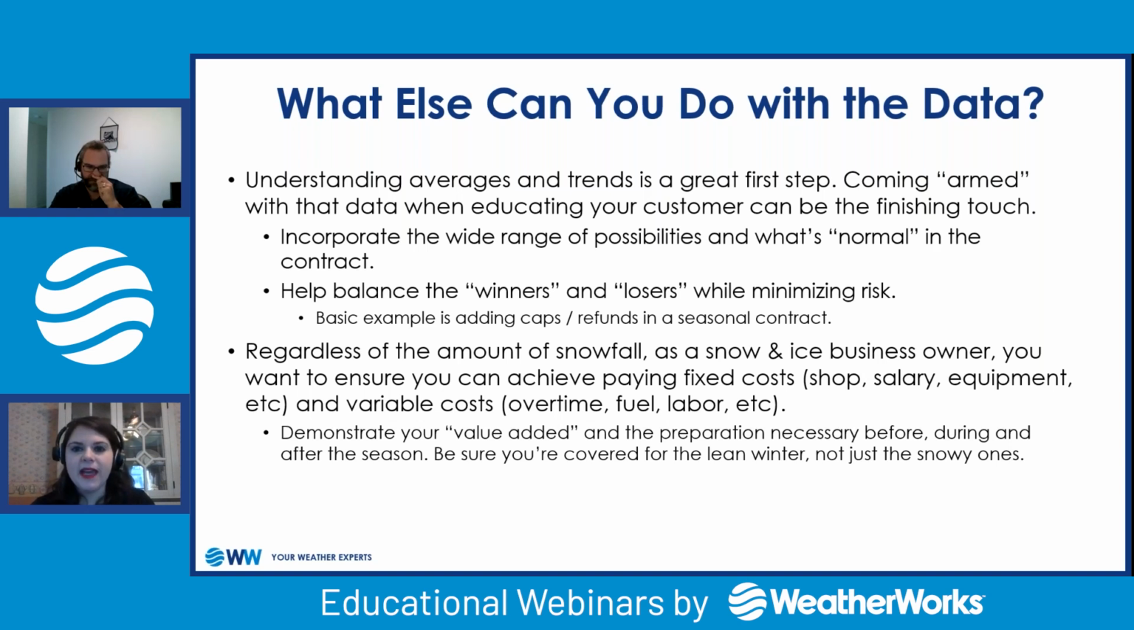So coming armed with that data when you're going forward with your customer is that finishing touch. It really gives you that upper edge to say, hey, I understand this industry. I understand the variability of snowfall. And here's the data to go with it that's specific to your property. It really does give you that added edge, really, when you're constructing a contract with a customer. You can show them the wide range of possibilities. There could be 100-inch difference in Boston, but what's the normal? Look at that standard deviation. Where do 2/3 of those snowfall seasons typically fall into?